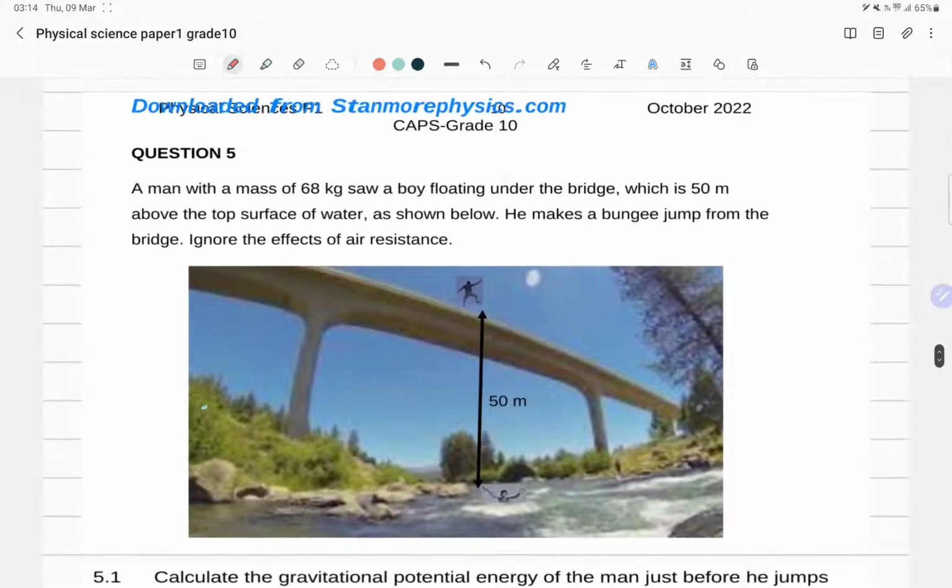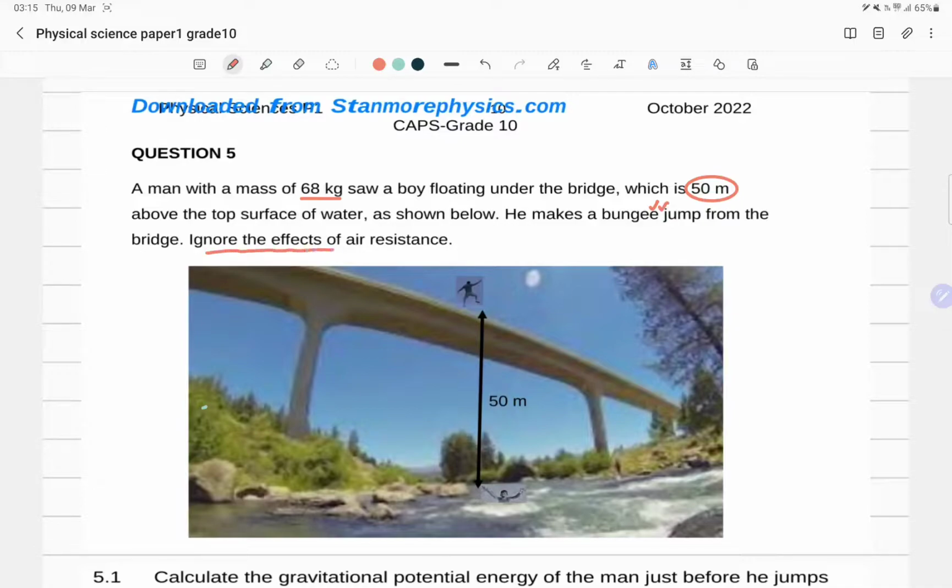All right, guys, question 5. A man with a mass of 68 kilograms saw a boy floating under the bridge, which is 50 meters high above the top of the surface of water, as shown below. He makes a bungee jump from the bridge.